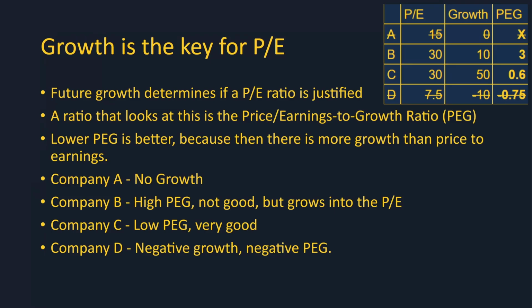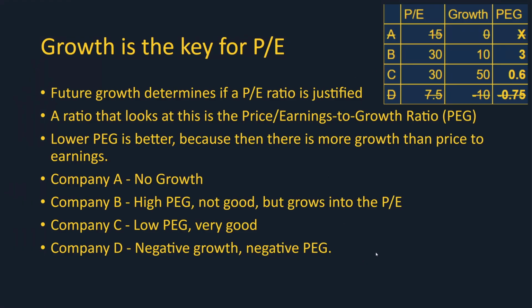But company B had a PE ratio of 30 and a growth of 10%, so the PEG would have been 3. But company C, with the same PE ratio, had a growth of 50%. So the PEG ratio would have been 0.6. And company D had negative growth, so PEG doesn't apply there. So a lower PEG is better because then there is more growth than price to earnings. And as we saw from the different companies over here, company C is actually doing really well.